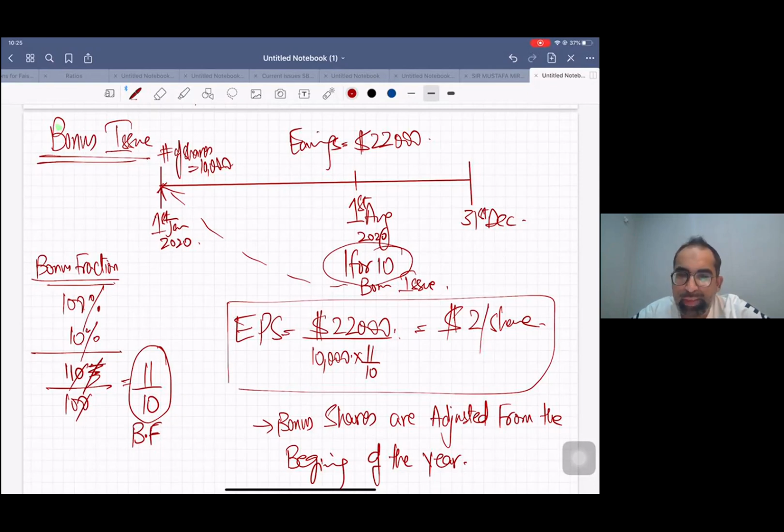So whenever, let me summarize it. Whenever you find a bonus issue in the question, how you adjust it, you always adjust bonus shares from the beginning of the year. And you adjust it through bonus fraction. Okay. And that's how you do bonus fraction working.